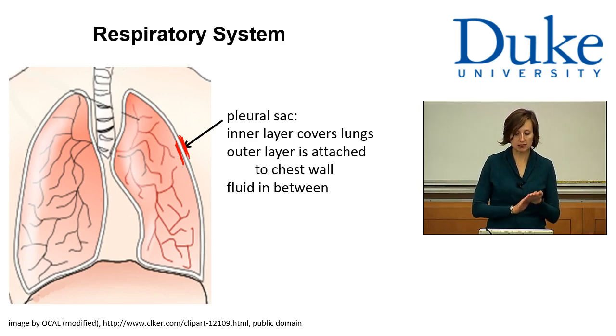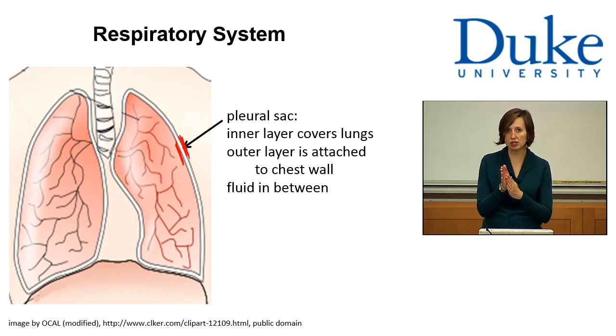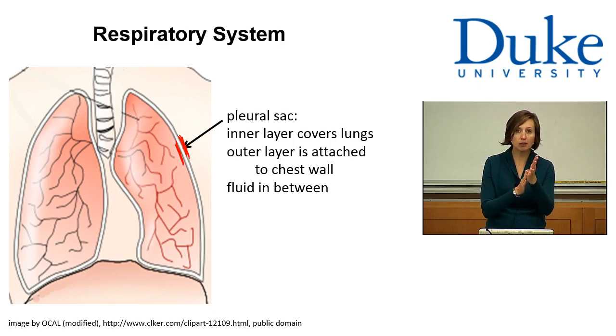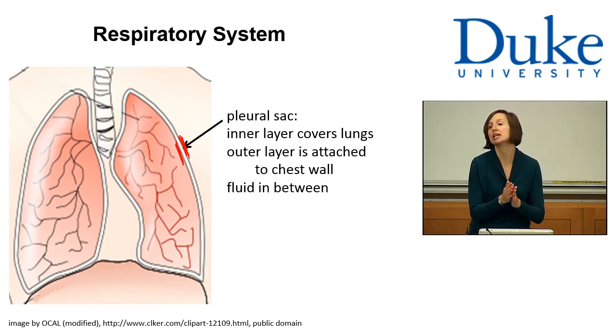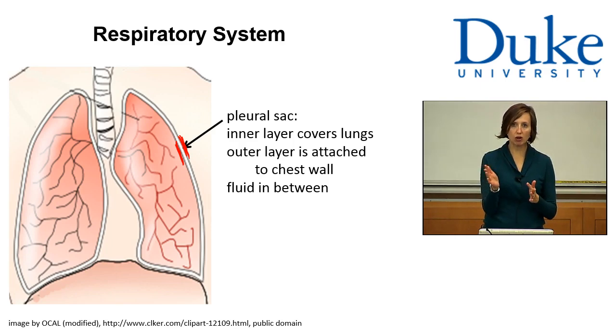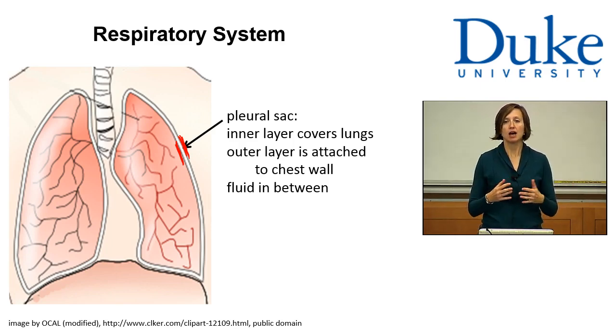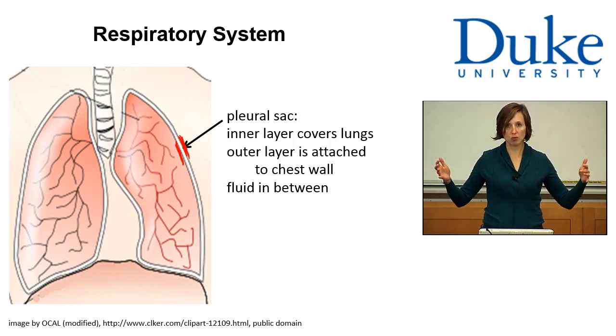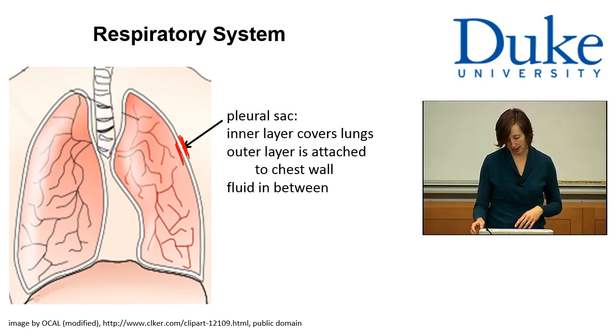You can think of this like an example if you have two glass slides or two glass plates, and if you put water in between them, you're going to be able to slide them along each other very easily, but to pry them apart gets really difficult, again, because of the surface tension of water. And so that's how this fluid in the pleural sac functions, to allow for there to be no friction between the lungs and the chest wall, but yet to keep the lungs next to the chest wall. So that's the function of the pleural sac.